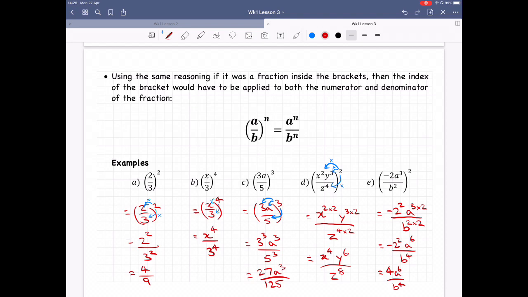So that is how we use the power of a power rule when we have products or quotients inside the brackets. Have a go at the exercises that have been set, and remember, if you have any questions, ask your teacher.